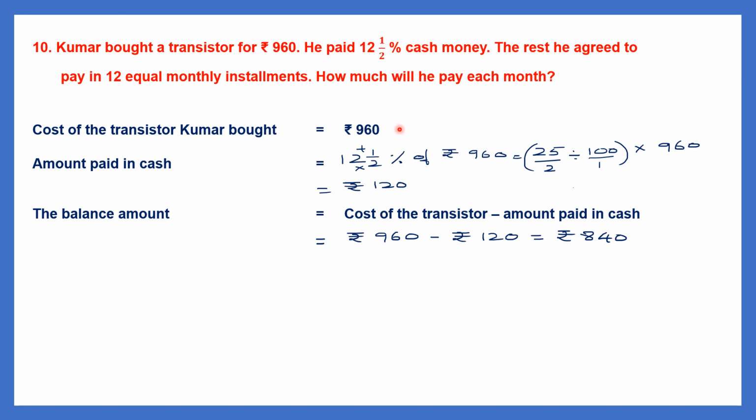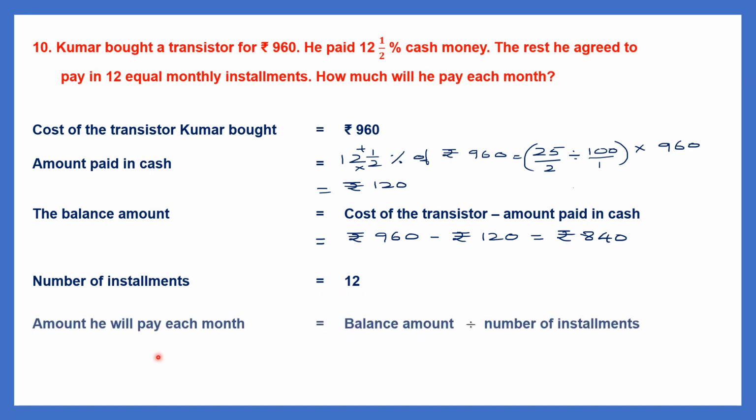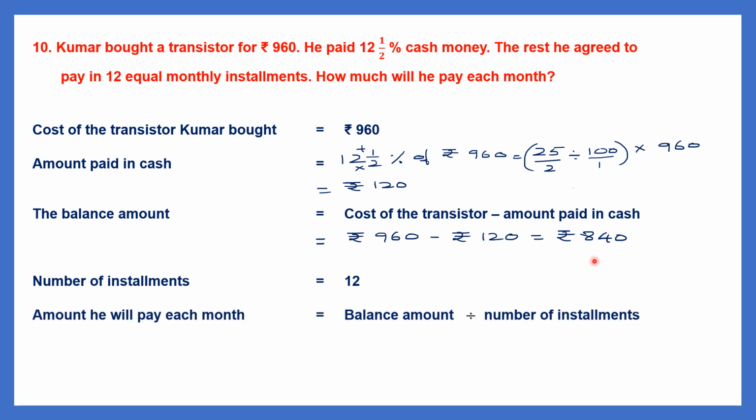So the cost of the transistor was 960. He paid only 120. Now there is a balance of 840 remaining and he agreed to pay it in 12 equal monthly installments. So we have to divide this by 12 and then we'll know how much he has to pay each month. So the number of installments is 12 and the amount he will have to pay is the balance amount, that is 840 divided by the number of installments.